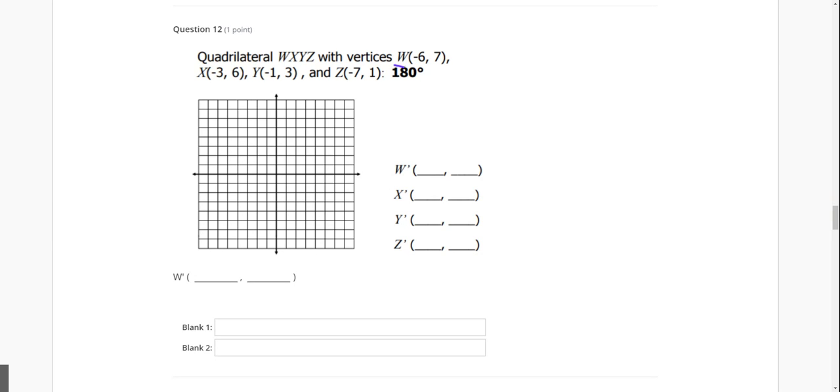Here, all we care about is W. So plot W, use Desmos. 1, 2, 3, 4, 5, 6. 1, 2, 3, 4, 5, 6, 7. Or Screencastify. We're going to rotate 180 degrees.